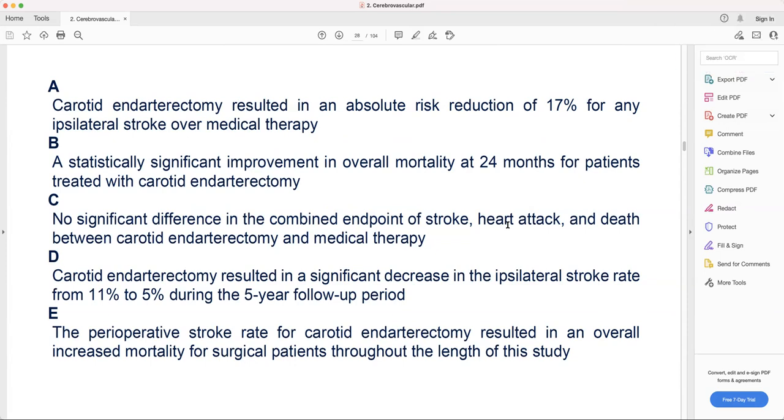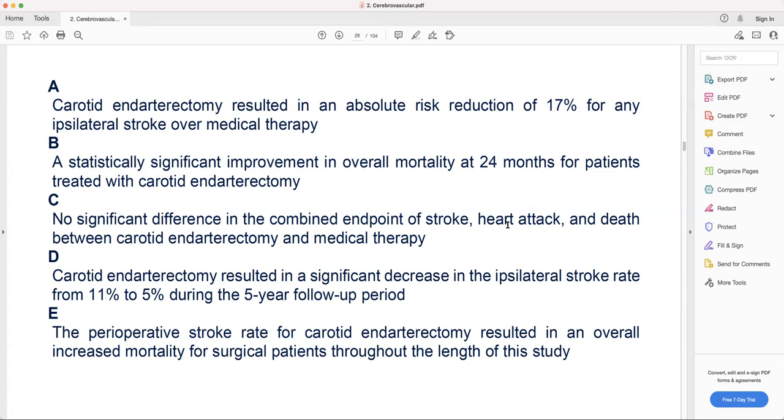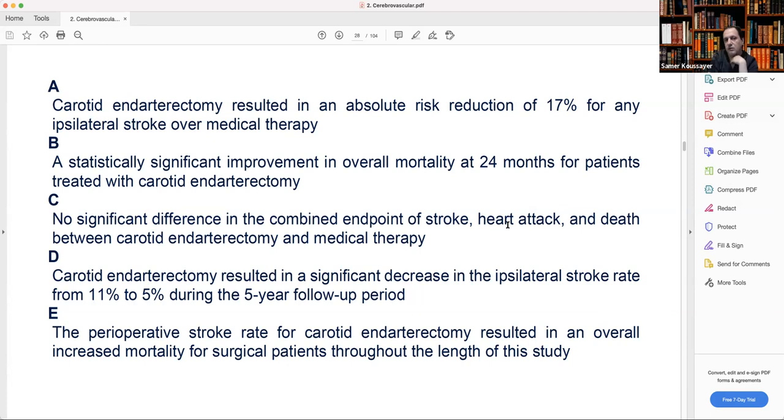No significant difference in the combined endpoint of stroke, heart attack, and death between carotid endarterectomy and medical therapy. Again, this is not the endpoint. This is the endpoint of CREST, the one where they compared stenting with carotid surgery. They looked at stroke, heart attack, and death, and MI, really. So this was CREST. This will be your right answer there, okay?